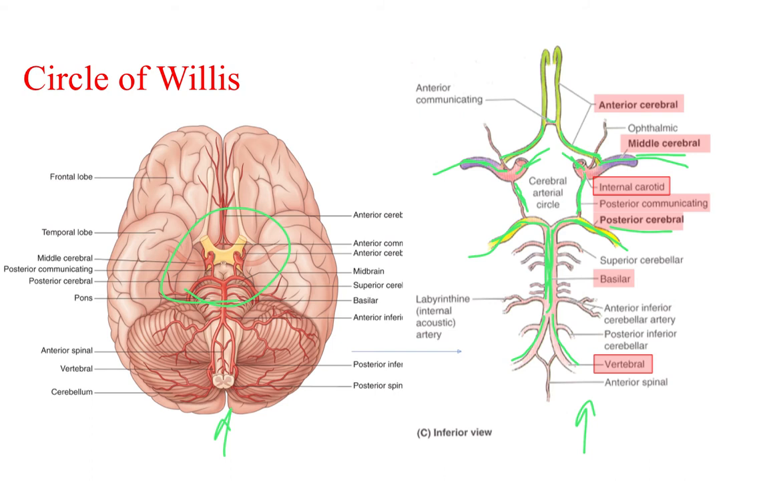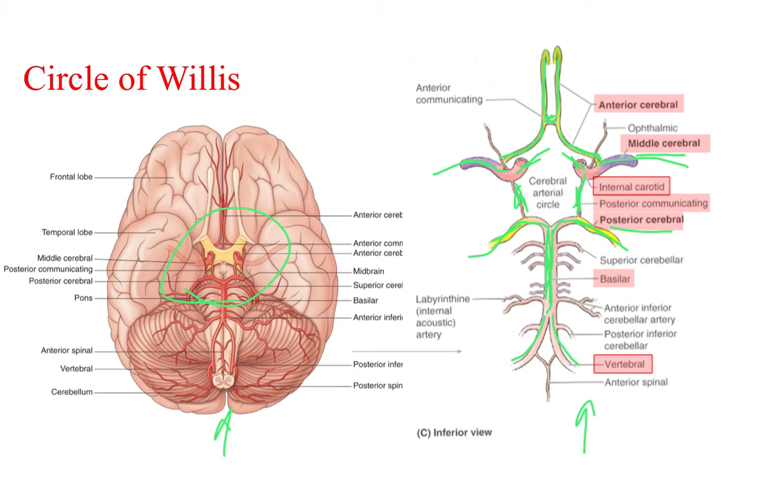And then there's this anterior communicating artery that connects both anterior cerebral arteries as they're going to the anterior portion of the brain. So this anterior communicating artery and these posterior communicating arteries are what actually form the circle and allow the major blood vessels that are going to the brain to communicate with each other.